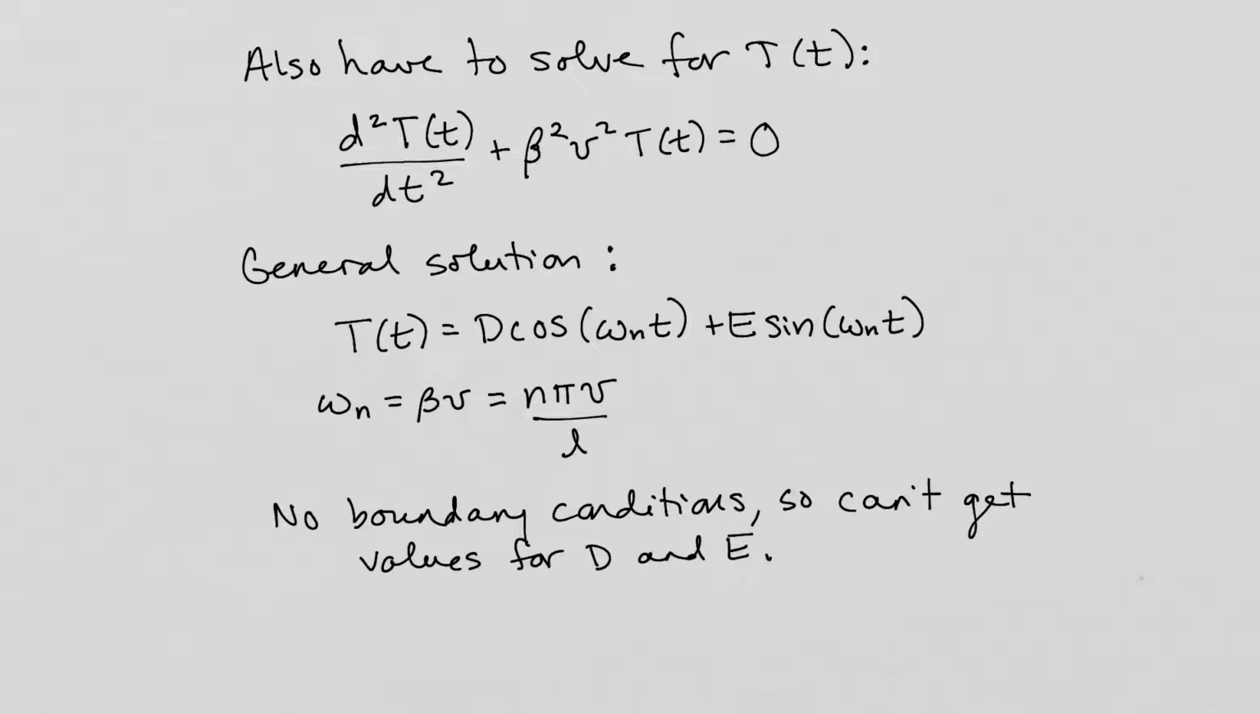Okay, so our next step, if we are comparing to what we did for the x part of our wave equation, would be to apply boundary conditions to try to get some values for those d and e coefficients out here. But in the time domain, we don't have any boundary conditions, so we can't get the values for our d and e, so we're just going to leave them there as is.